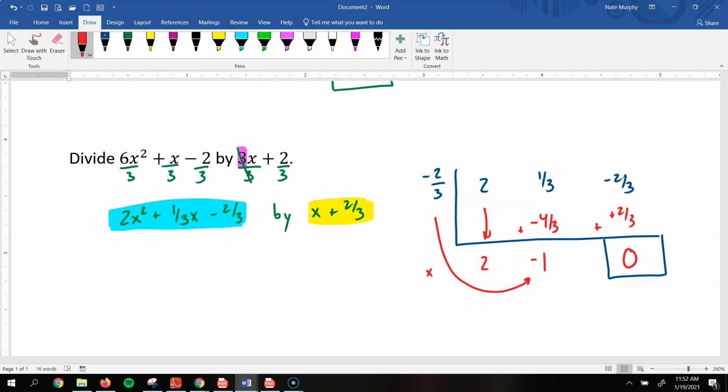All right, so now remember the process as far as writing our answers. What's immediately next to that box stays a number, so it's going to stay a negative 1. So all I have to do is put an x in there. So my answer would be 2x minus 1.